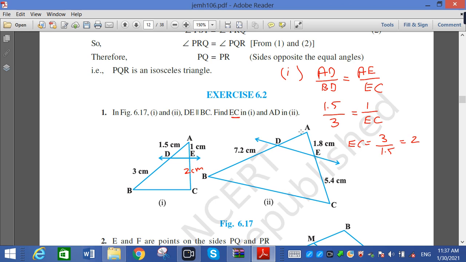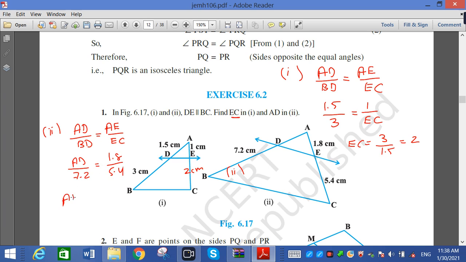Now we are doing the second sum. AD upon BD is equal to AE upon EC. So AD upon 7.2 is equal to 1.8 divided by 5.4.